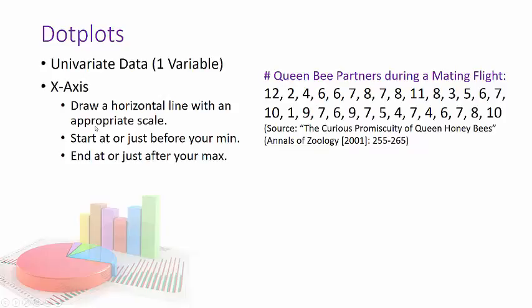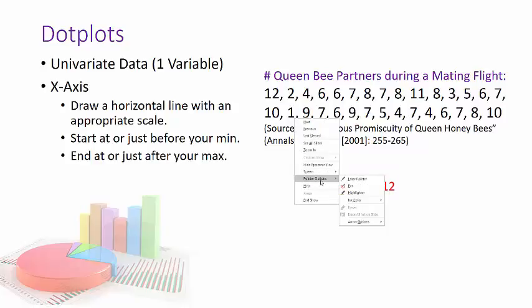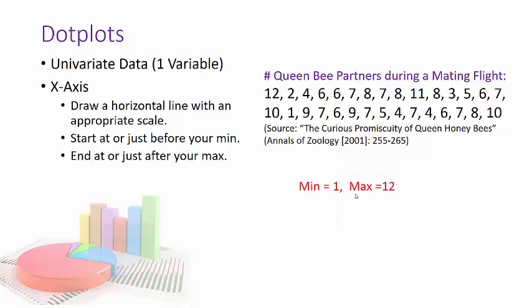You use it when you have one variable. And for your x-axis, you draw a horizontal line with an appropriate scale. In this case, our min is 1 right here. My minimum value is 1 and my maximum value is 12. So that's my scale. You want to start at or just before your min and end at or just after your max. Your y-axis is just the count or frequency.